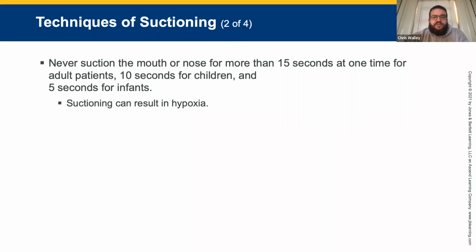Suctioning can result in hypoxia because you're sucking the air out. You're creating negative pressure and pulling it all straight out. Repeat suctioning only after the patient has been adequately ventilated and reoxygenated. Do not touch the back of the airway with the suction catheter. This can activate a gag reflex. You don't want that, because you're going to end up wearing vomit.